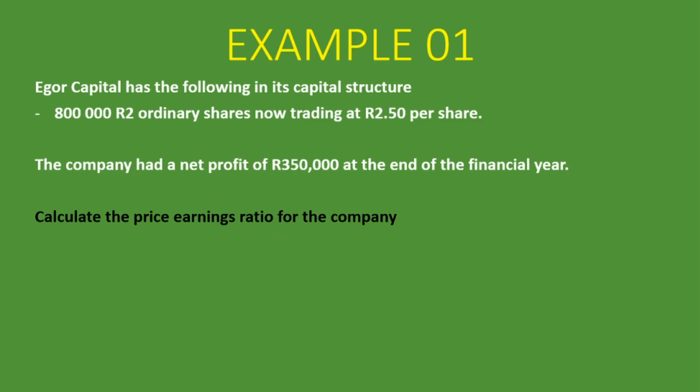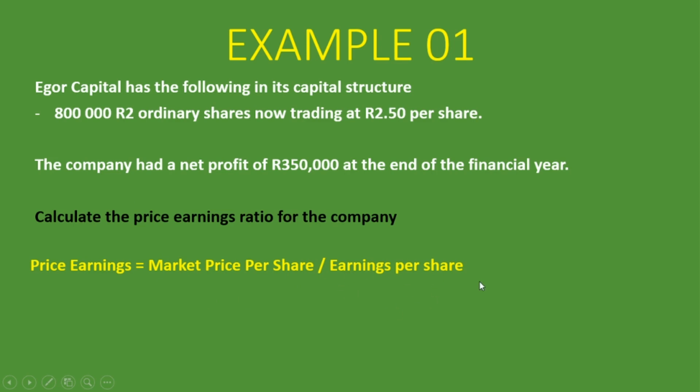So how do we calculate the price earnings ratio? Let's remind ourselves. The price earnings is the market price per share divided by the earnings per share. What is the market price per share? We are told 800,000 2 rand ordinary shares now trading at 2.50. So the market price per share is whatever the share is currently trading at, and that is 2.50. This 2 rand here is the book value, or the price at which the shares were issued, but we're concerned with whatever it's trading at now, so it's 2.50.